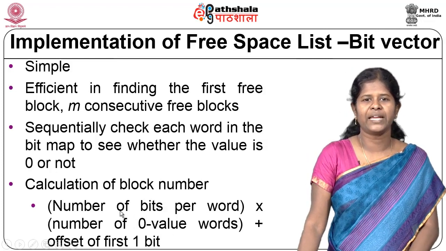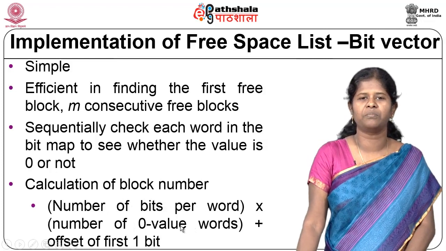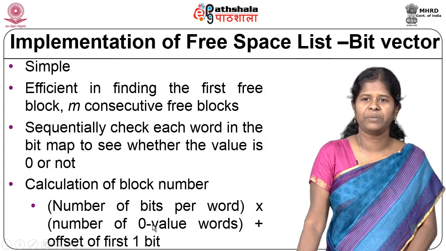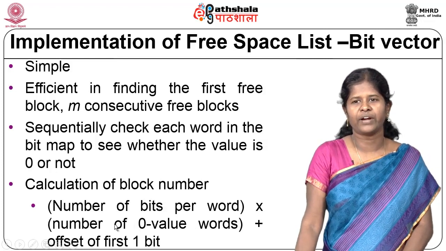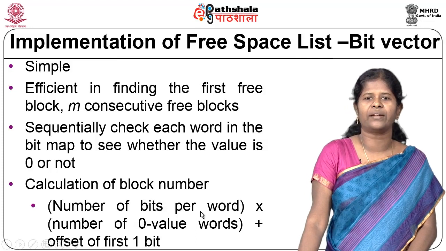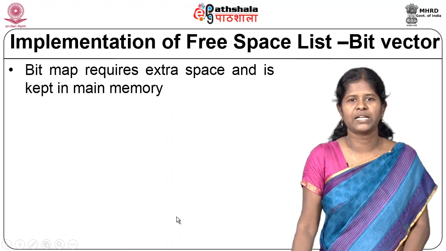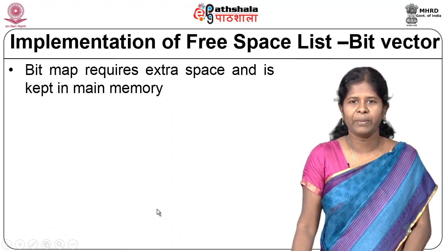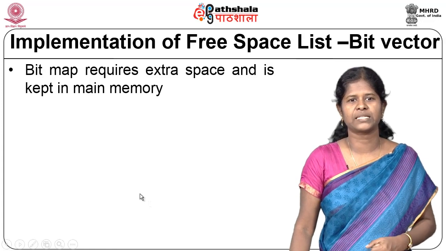That is, if you have say 8 bits per word and you need to find the number of 0 value words, if the bits are 0, then it means that it has been occupied, and hence you move across all those 0 words and try to find the first 1 bit. But the problem here is that the bitmap will be kept in the main memory and it will occupy extra space in the main memory.